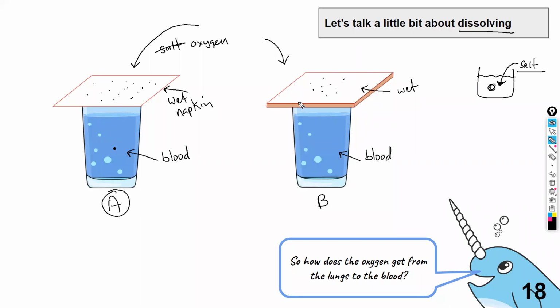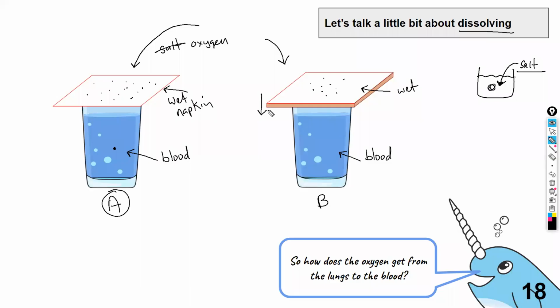If the napkin is too thick, that means the salt, even though it dissolves, is going to take longer. It's going to have a harder time to move through the thick substance. Okay? We're going to put all of that together now.